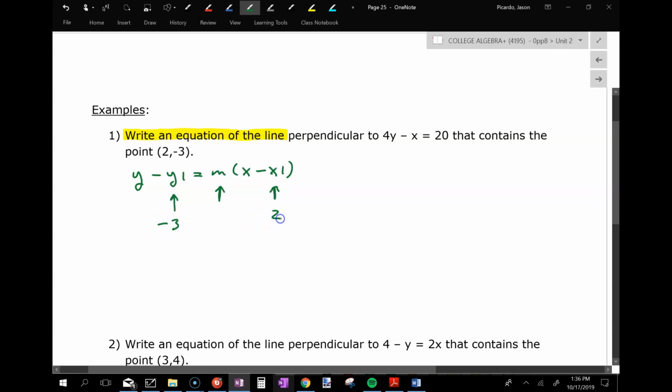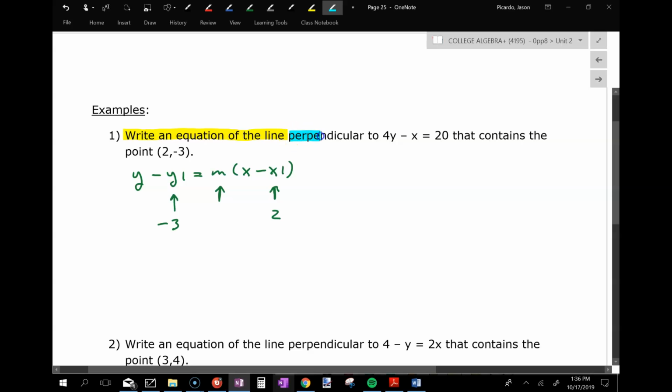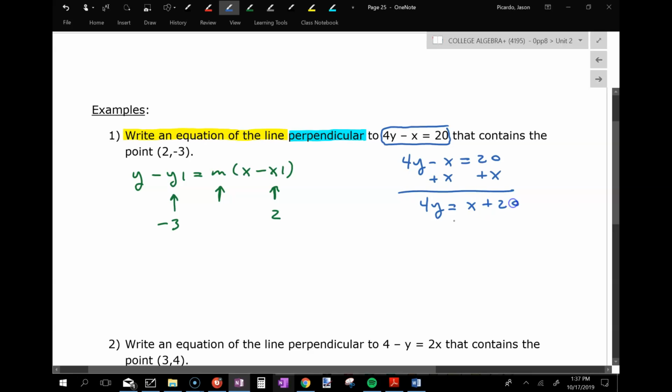Well, I want my line that I'm going to create to be perpendicular to this. I can only be perpendicular to this if I have the opposite reciprocal slope to that. I can't get the opposite reciprocal slope until I get y by itself. So I'm going to add the x, and divide everything by 4. And I get x over 4 plus 5.